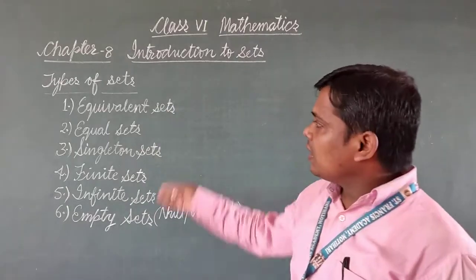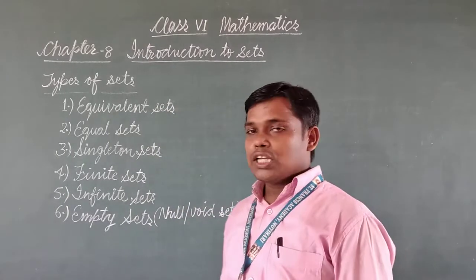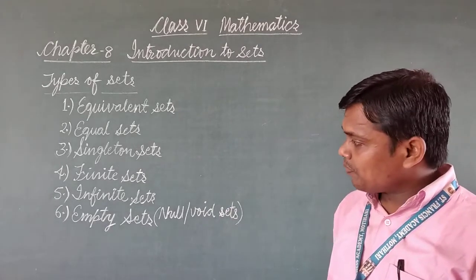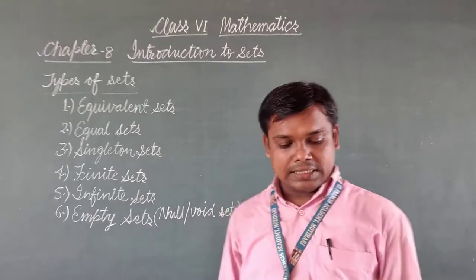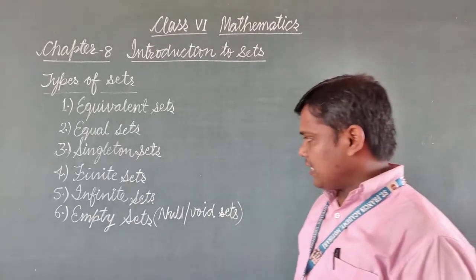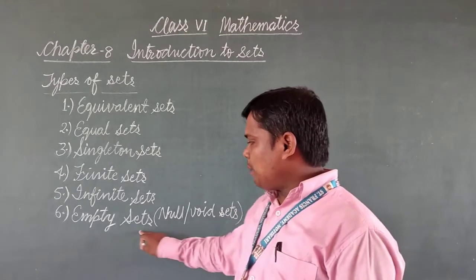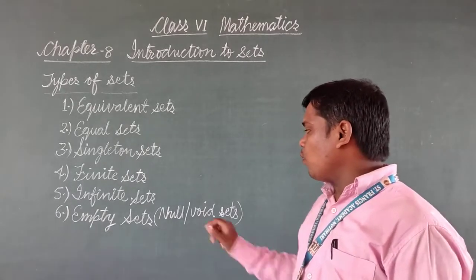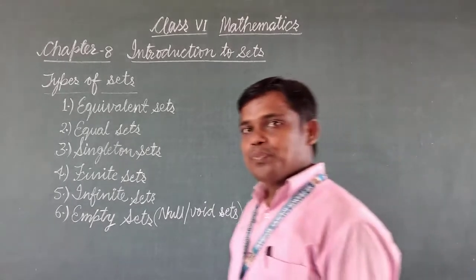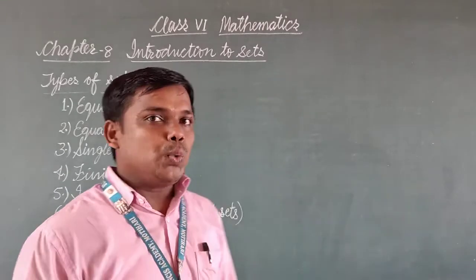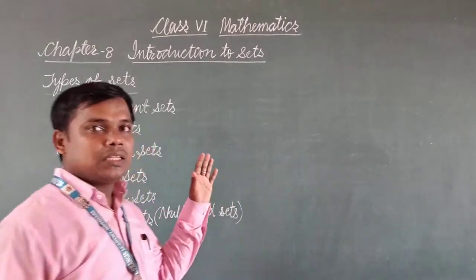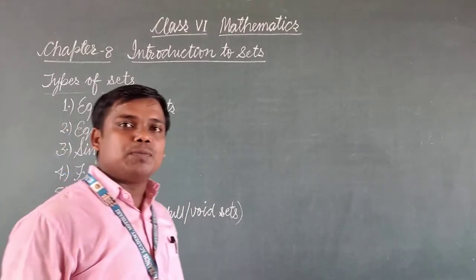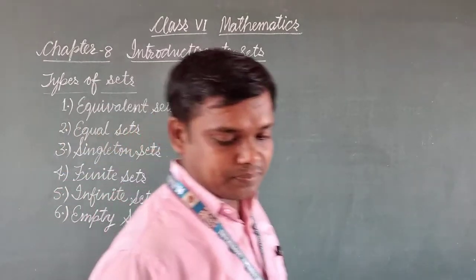These are equivalent sets, equal sets, singleton sets, finite sets, infinite sets, and empty sets. Empty sets is also known as null or void sets. Now with the help of examples, I am going to tell about each type of sets.